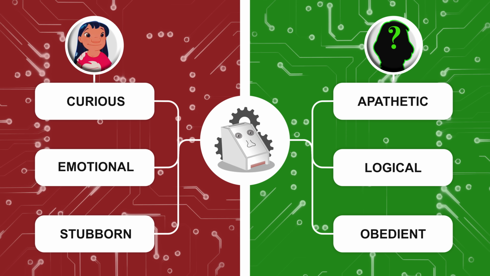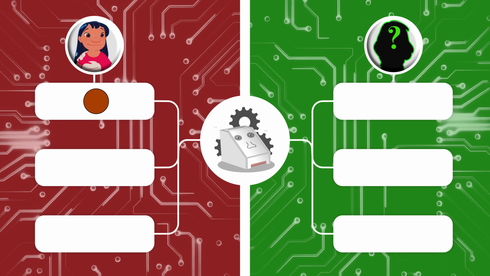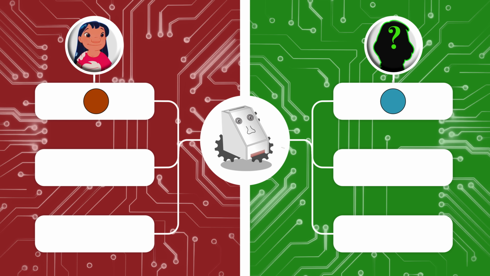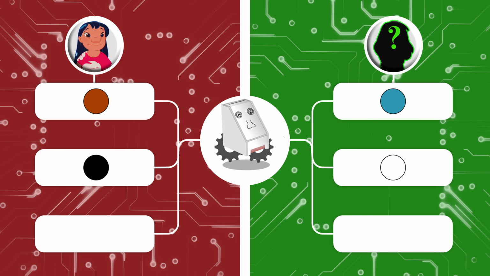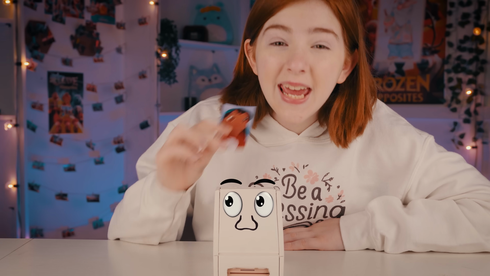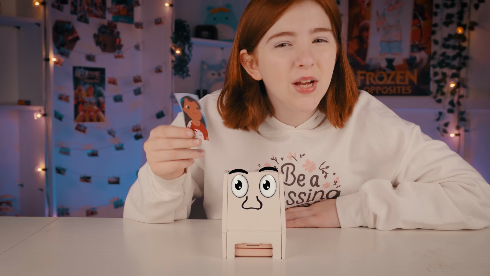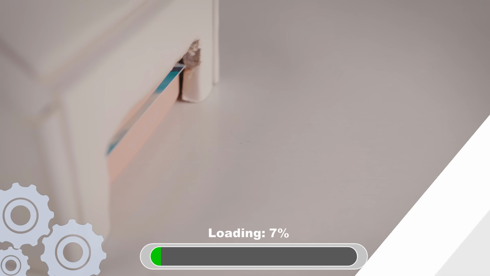Moving on to Lilo's key colors. Her eye color is dark brown, and the opposite of that is pale blue. Her hair color is black, and the opposite of that is white. Her key clothing color is red, and the opposite of that is green. Alright, Craig, using these opposite attributes and opposite colors, turn Lilo into her opposite version. This is gonna be so exciting.